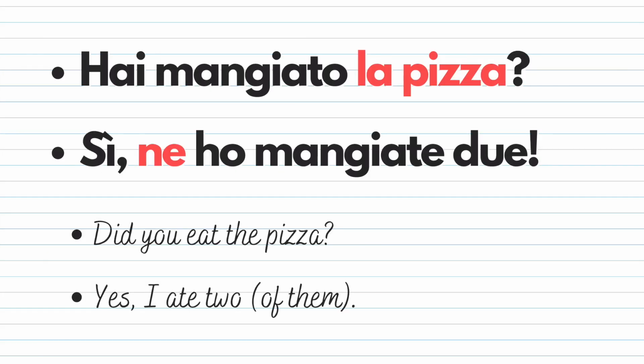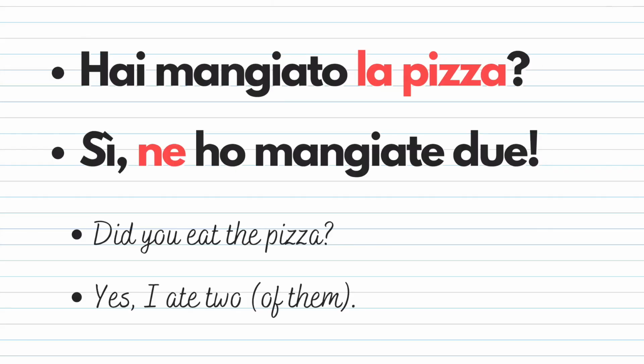Last thing that you will have to remember about ne is when you're using ne with a passato prossimo. Now, when you're using ne with a passato prossimo, you need to make sure that you're changing the past participle used in passato prossimo according to the gender and number of the quantity, the object, you replaced. So, for example, if I say hai mangiato la pizza, sì, ne ho mangiate due. Hai mangiato la pizza? Sì, ne ho mangiate due. Did you eat pizza? Yes, I ate two. Two of what? Of them, of pizza.